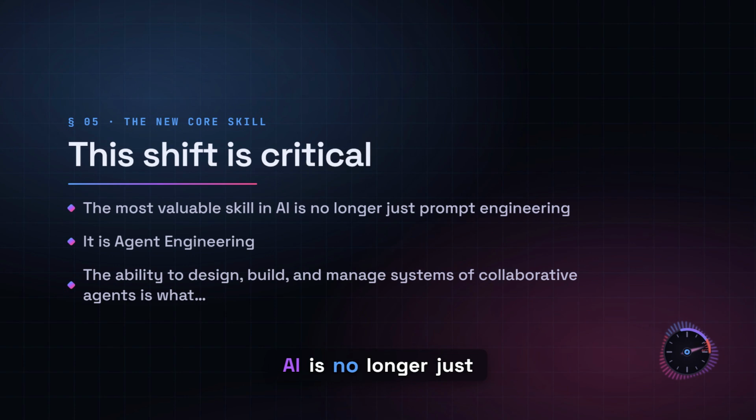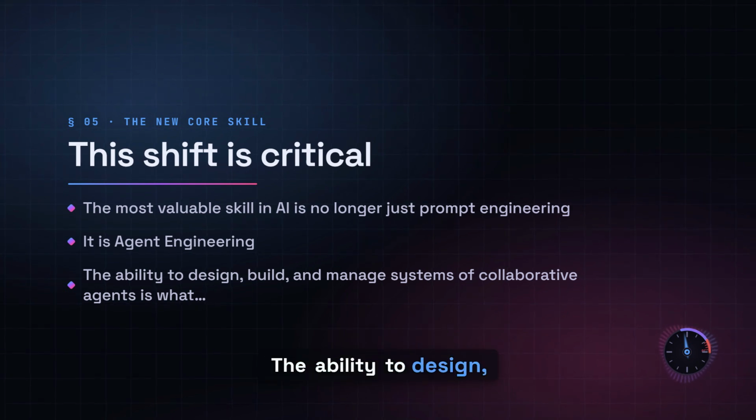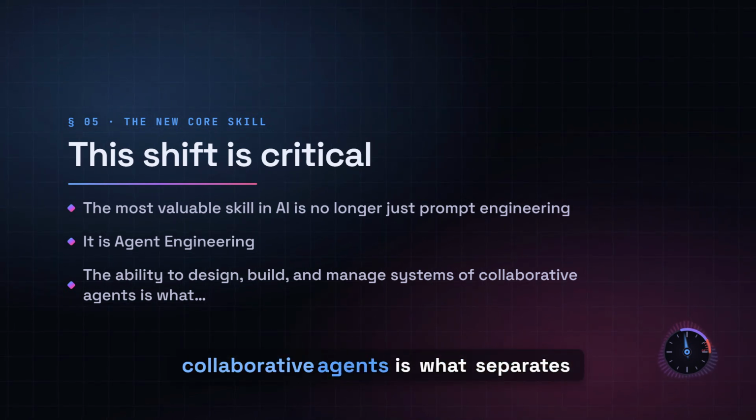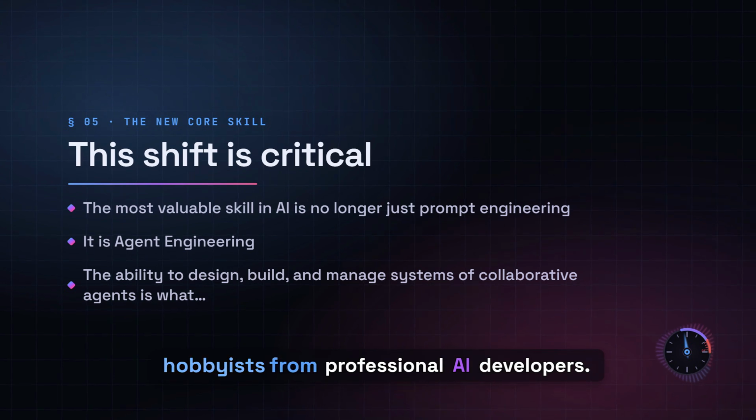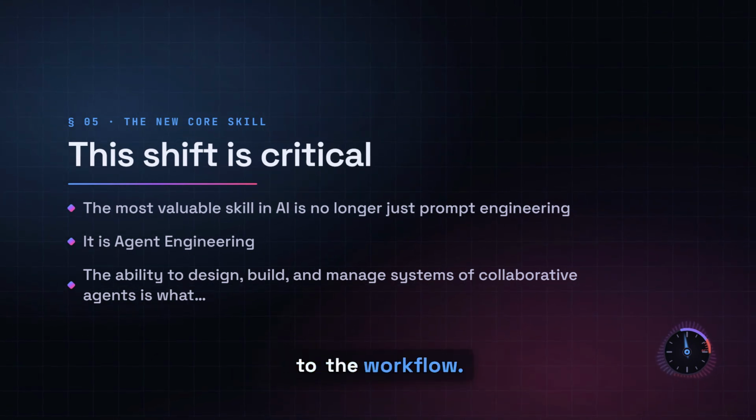This shift is critical. The most valuable skill in AI is no longer just prompt engineering. It is agent engineering. The ability to design, build, and manage systems of collaborative agents is what separates hobbyists from professional AI developers. The value is moving up the stack from the model to the workflow.